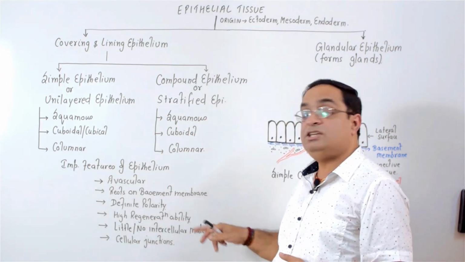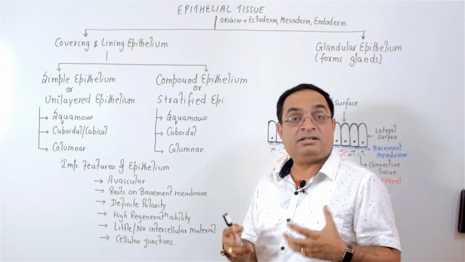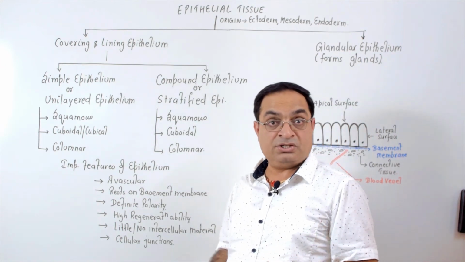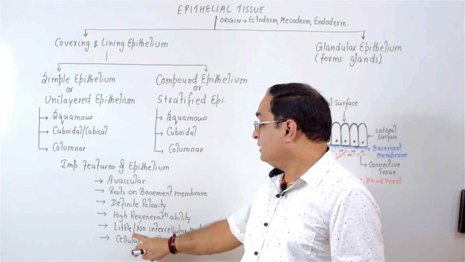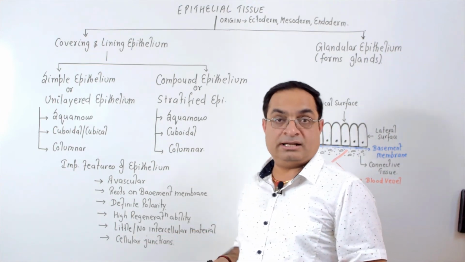Epithelial cells have high regeneration ability. They divide by mitosis, and they can repair themselves easily. There is little or no intercellular material.